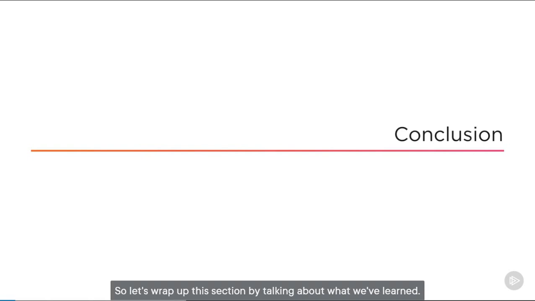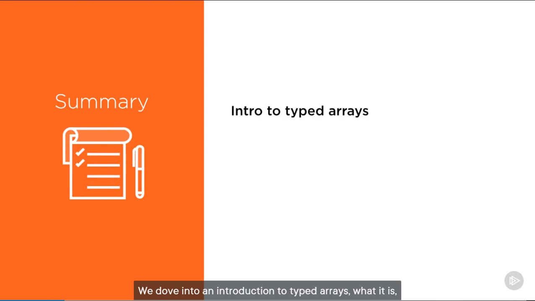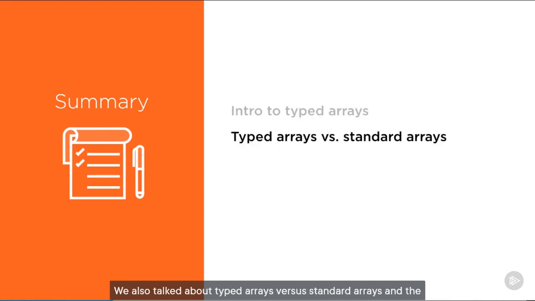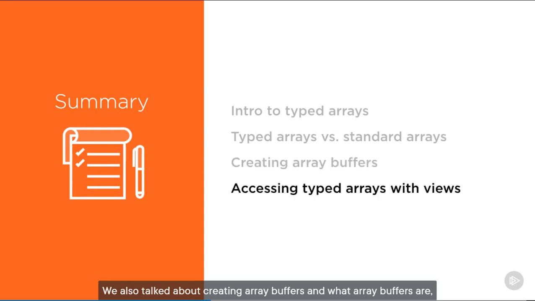So let's wrap up this section by talking about what we've learned. We dove into an introduction to typed arrays, what it is, how it works, and how you can actually take advantage of it. We also talked about typed arrays versus standard arrays and the differences between those different arrays. We also talked about creating array buffers and what array buffers are, as well as being able to access typed arrays with views, how you can't actually access the data with buffers or anything like that.